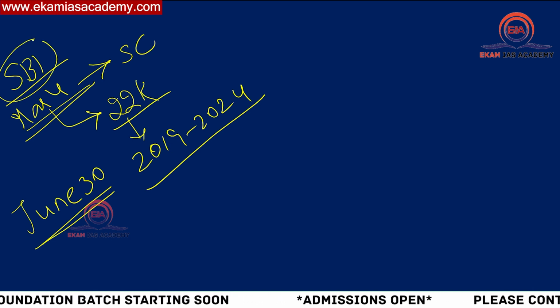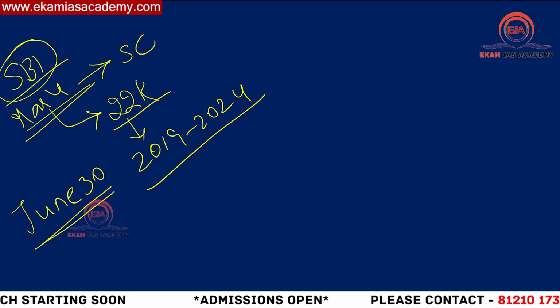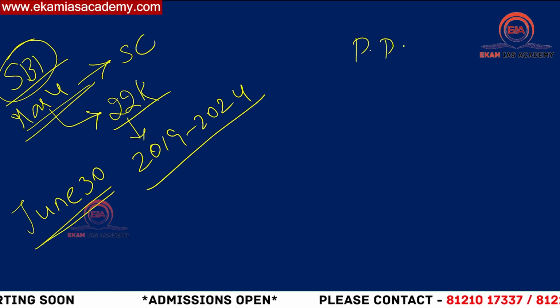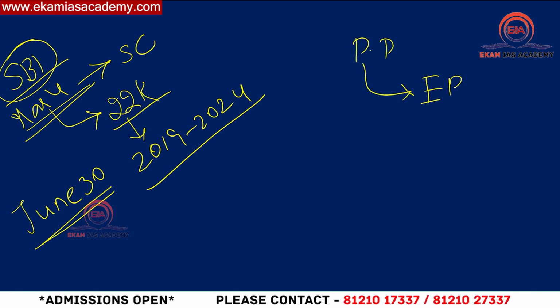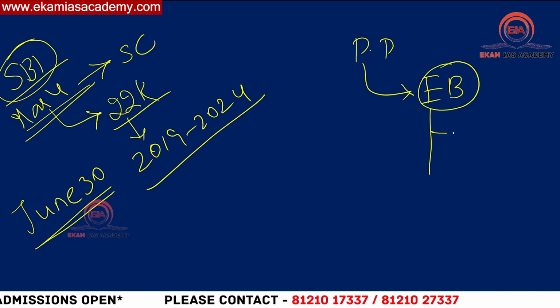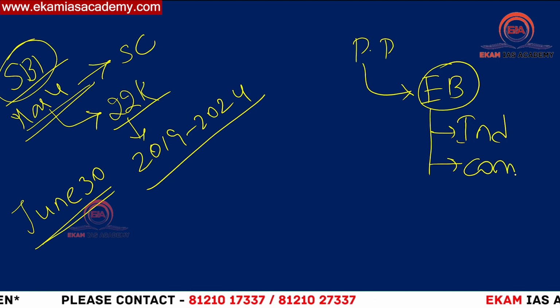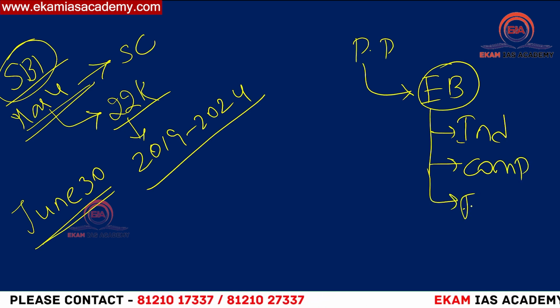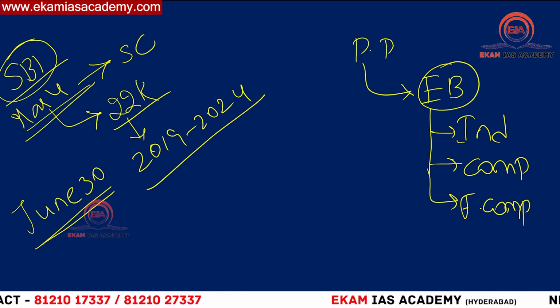Why is SBI involved in this issue? Because political funding can be given to the political parties through electoral bonds. Who can buy these electoral bonds? Any individual person, company, or even a foreign company. We will know the essential criteria for contributing to electoral bonds.